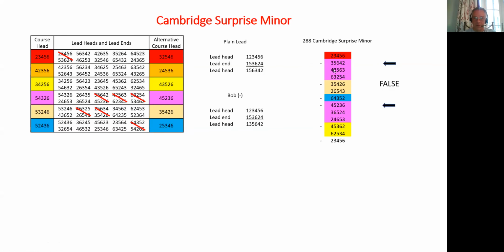So the two leads that are highlighted there with the arrows are actually the same leads, once rung forwards and once rung backwards. But by writing out the touch in this way and striking them out from our list of lead heads and lead ends on the left, we can quite quickly see that the touch is false.